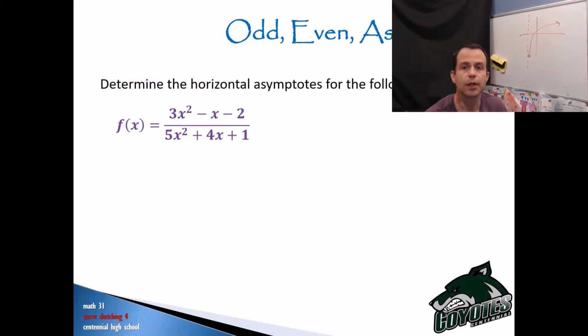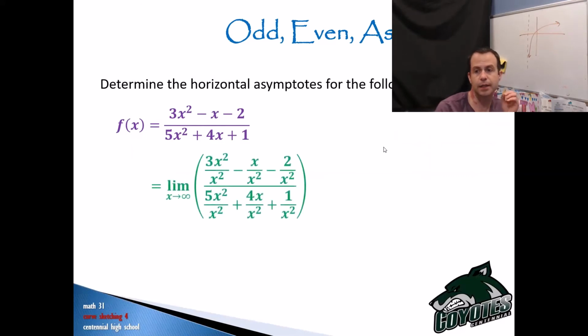Okay, so determine the horizontal asymptotes for the following. Again, we're going to do this from a calculus perspective. We're dividing everything by x squared because that's the highest power on x in my denominator. And that's going to simplify to 3 over 5.